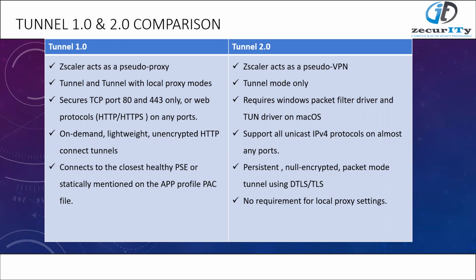It connects to the closest healthy public service edges, which are statically mentioned in the app profile PAC file. A null encrypted tunnel will be established using DTLS or TLS communication towards the service edges. There is no requirement for local proxy settings in Tunnel 2.0, whereas some requirements like domain-based bypass or multi-connect are achievable through the local proxy settings. We can see more information about those configurations in upcoming slides or the next video.